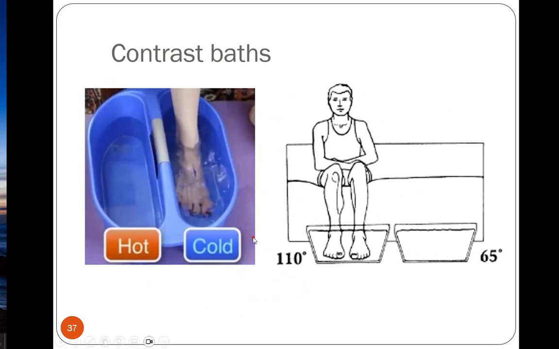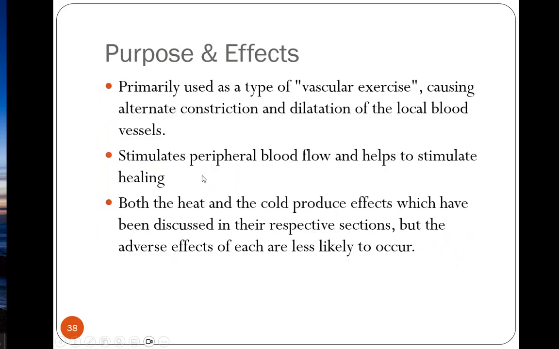Contrast baths are basically you're getting the best of both worlds. You're getting the best of the hot and the cold. The normal temperatures for those are that the client will dip their hand or feet in 110 degrees Fahrenheit water and then in cold water at 65. Try to be as close to those temperatures as possible, knowing that the dipping back and forth will affect the temperature of both fluids.